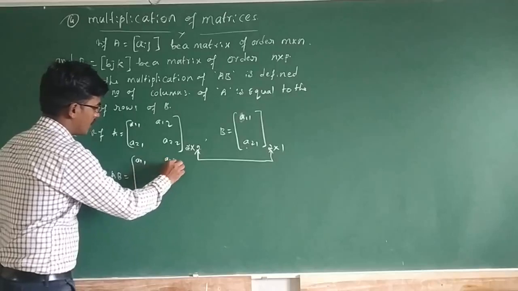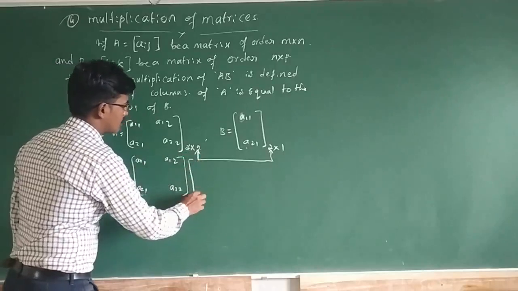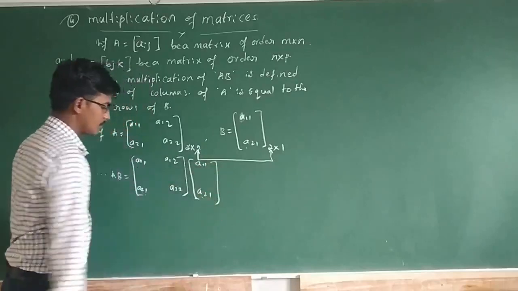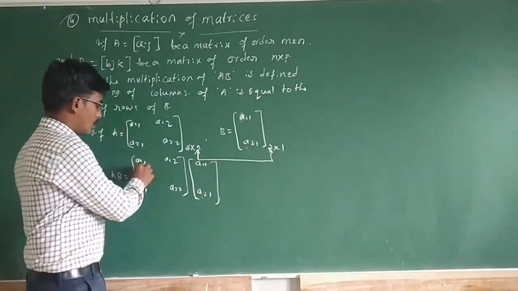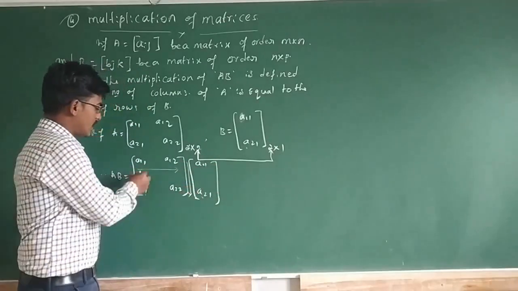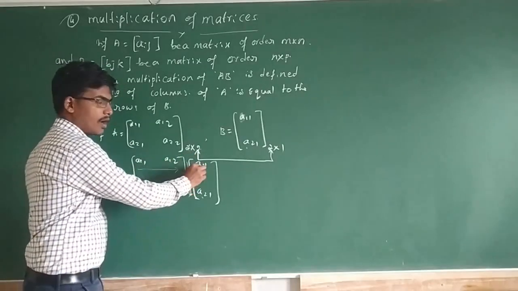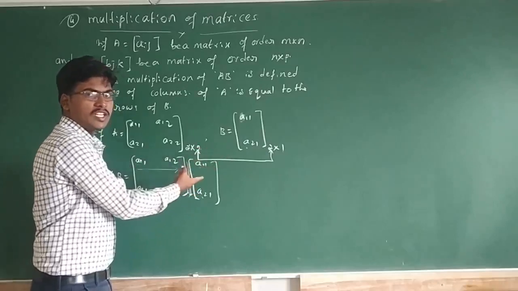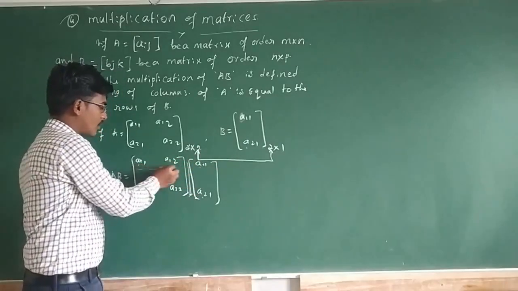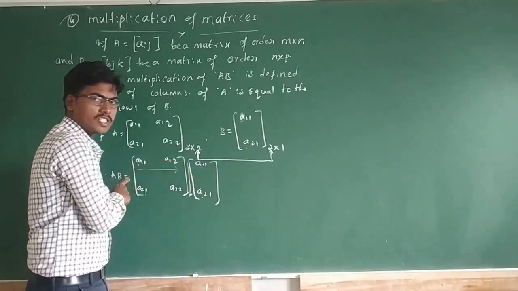the matrix A11, A12, A21, A22 times the matrix B11, B21. We have to multiply row into columns. Each element of the first row is multiplied with each column of the next matrix, with addition of corresponding elements.